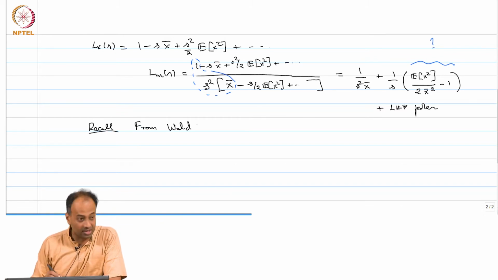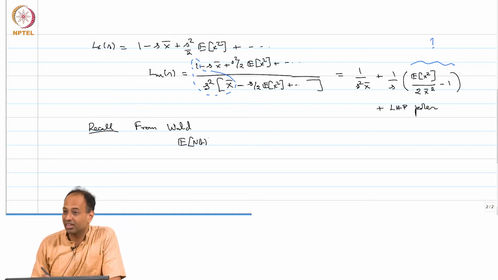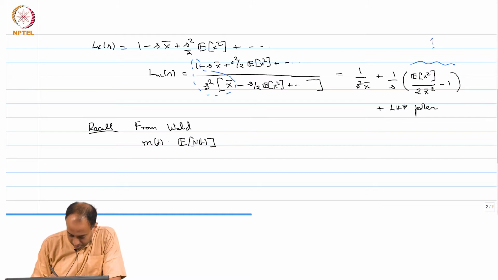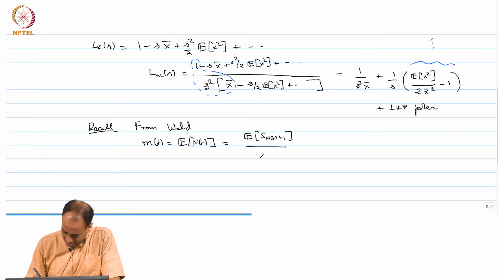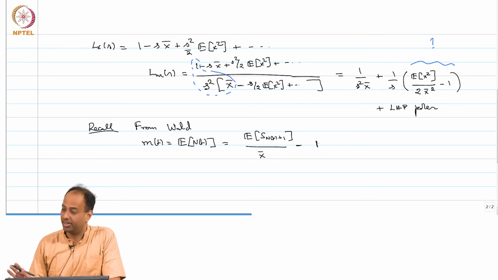You know this, right, expectation of N_T plus 1, I had an equation, expectation of N_T plus 1 is equal to expectation of S_{N_T plus 1} by x bar, and I think I will have one more term, minus 1, that is all there is. This is from Wald.